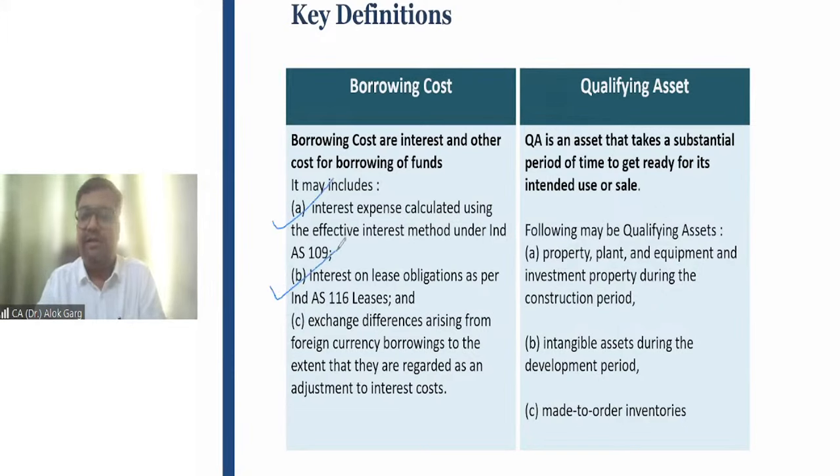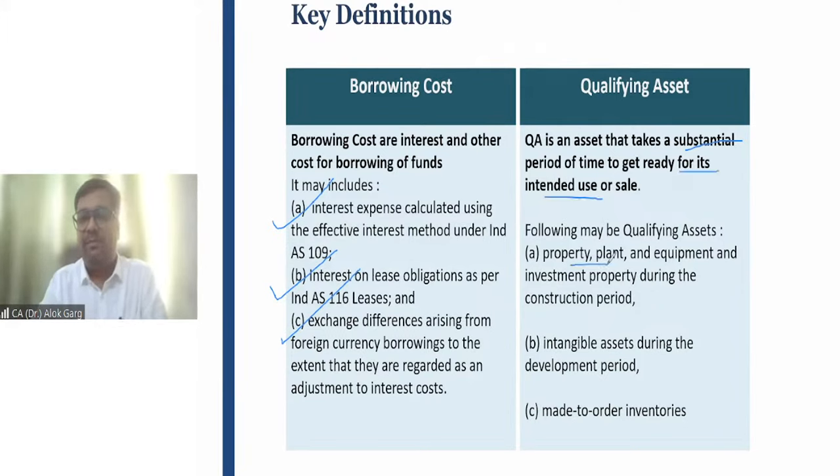Interest expenses on effective interest method, interest on lease liabilities, exchange difference arising from foreign currency borrowing, to the extent they are regarded as an adjustment to interest cost. To the extent of saving, you need to capitalize the exchange rate fluctuation. Qualifying asset is an asset which takes a substantial period of time to get ready for intended use or sale.